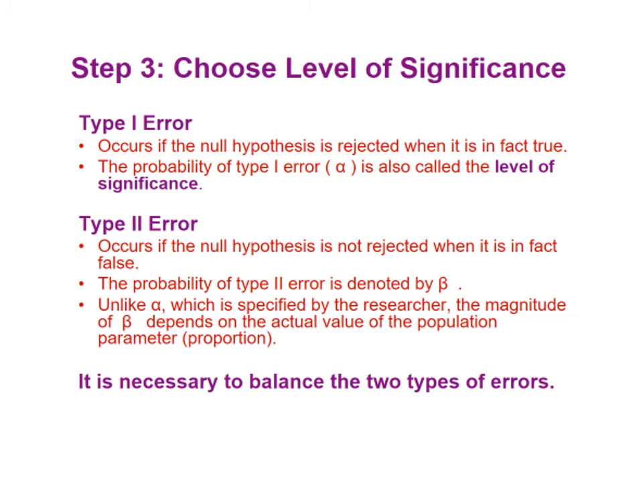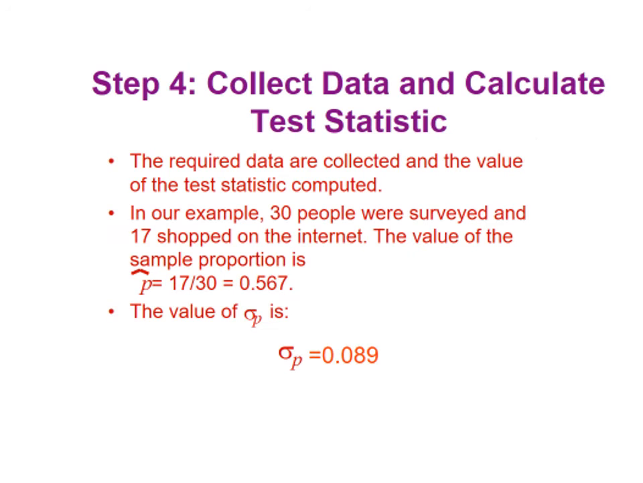Step 3, choose a level of significance. Type 1 error and type 2 error are the most important in hypothesis testing. A type 1 error occurs if the null hypothesis is rejected when it is in fact true. The probability of a type 1 error, alpha, is also called the level of significance. A type 2 error occurs if the null hypothesis is not rejected when it is in fact false. The probability of a type 2 error is denoted by beta. Alpha is specified by the researcher, and the magnitude of beta depends on the actual value of the population parameter, but it is necessary to balance the two types of error.